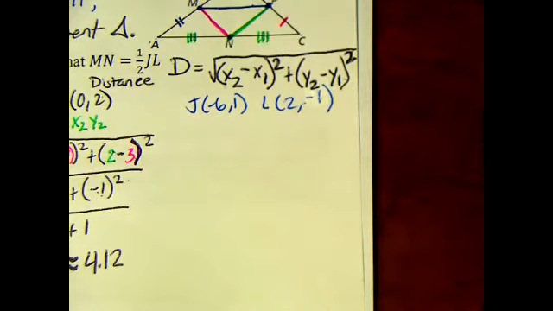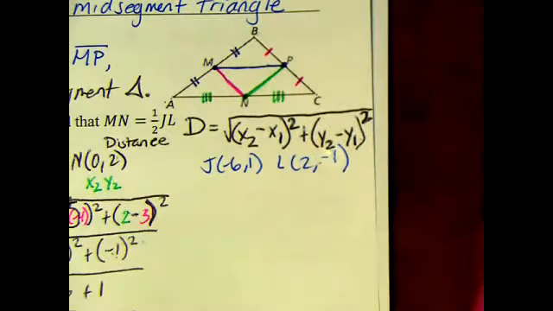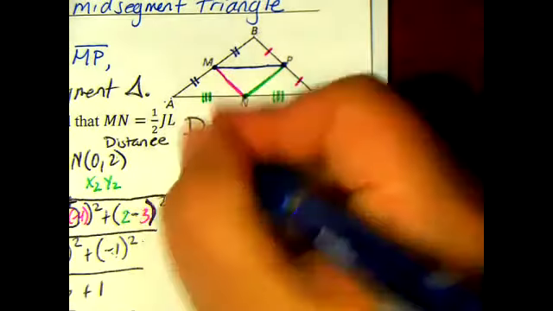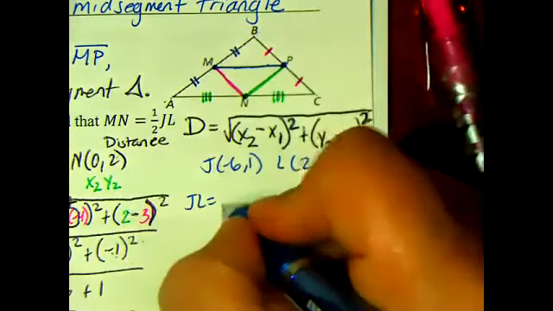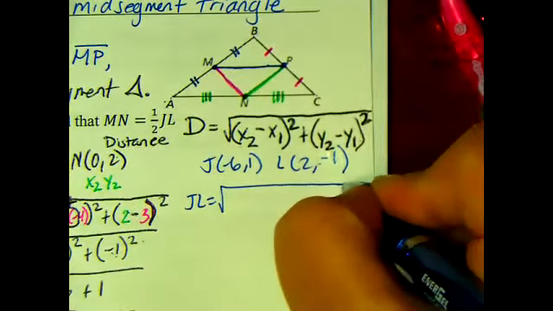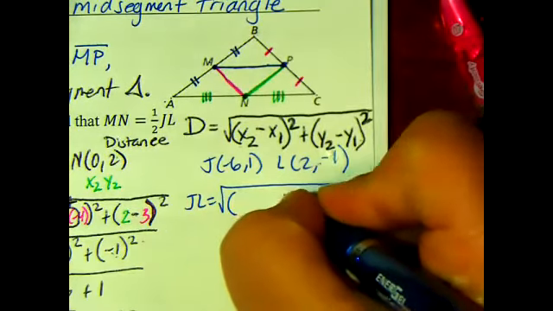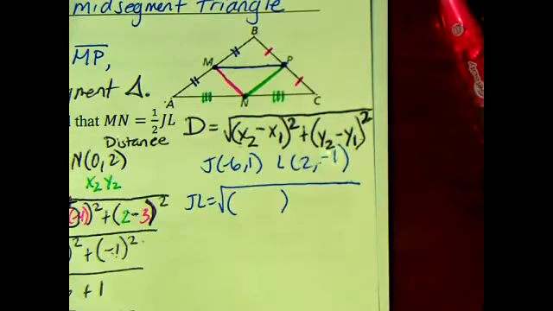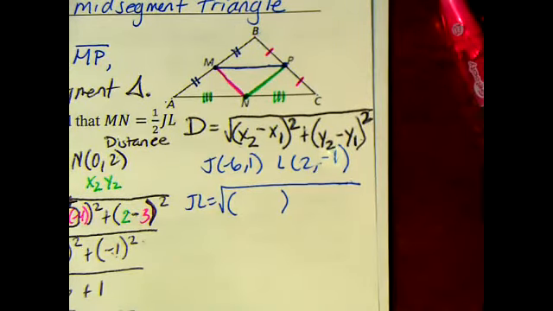Okay, I'm going to do the same exact thing. I'm going to plug in. So JL is equal to the square root, open my parentheses here. Oh, my bad, I'm sorry. I forgot to label my points.